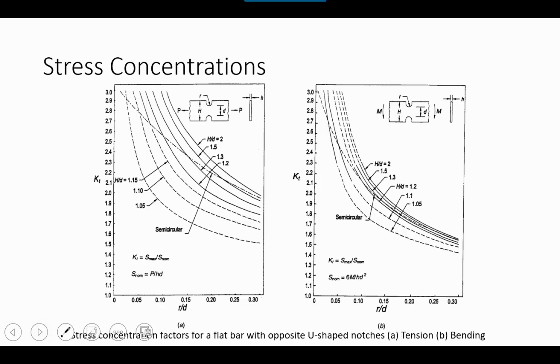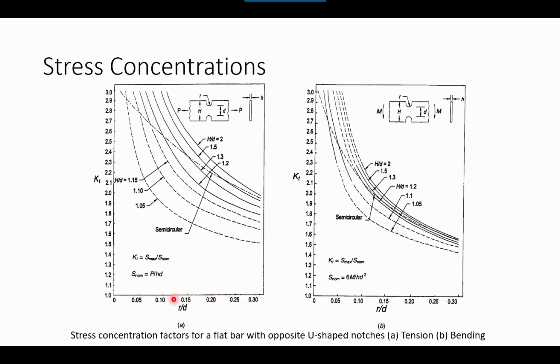Now these charts are, again, specific to the loading condition, but also to the type of geometry. Here we have an example of stress concentration factor charts for a flat bar with opposite U-shaped notches on opposite sides of it. In A, we have it loaded in tension, and in B, we have it loaded in bending, right? And we can see that this chart, again, is a little bit different.